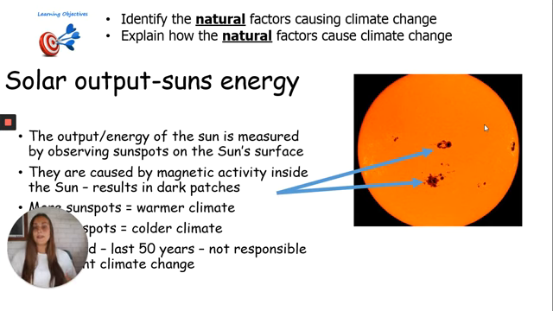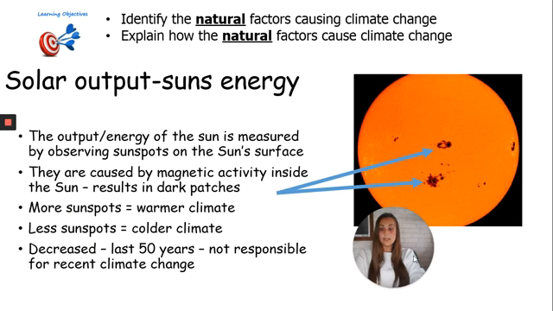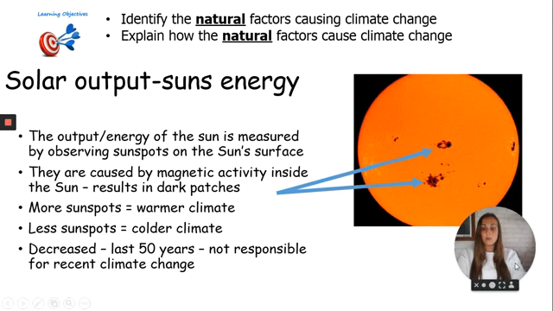And the way that scientists know how much solar output there is is something called sunspots. You can see from this diagram here, they're caused by magnetic activity inside the sun, and it results in dark patches on the sun. So when there are more sunspots, that means there's a warmer climate, and when there are fewer sunspots, that means there's a colder climate. It's decreased in the last 50 years, so it's not necessarily the sun's energy, the solar output, that's caused recent climate change. That then leads to next lesson when we have a look at human factors.